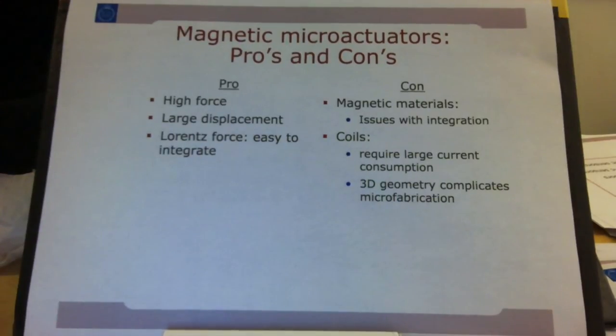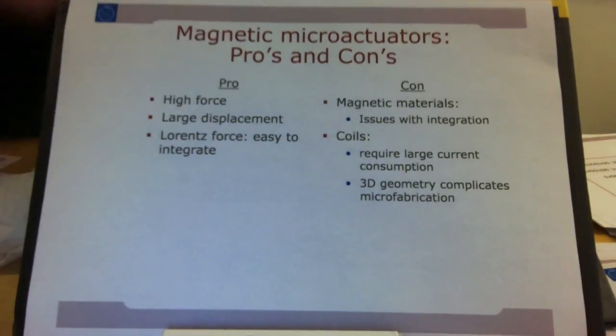That's in contrast to, for example, electrostatic or piezoelectric systems that we're going to talk about later. And sometimes it's very easy to integrate, which is when you use a Lorentz force. Coils are difficult to integrate. Magnetic materials are difficult to integrate. And coils are also not so efficient because they have problems with winding numbers. So in practice, you actually don't see so many magnetic MEMS actuators. But I think it's interesting for you to know that it's possible to use them at least.